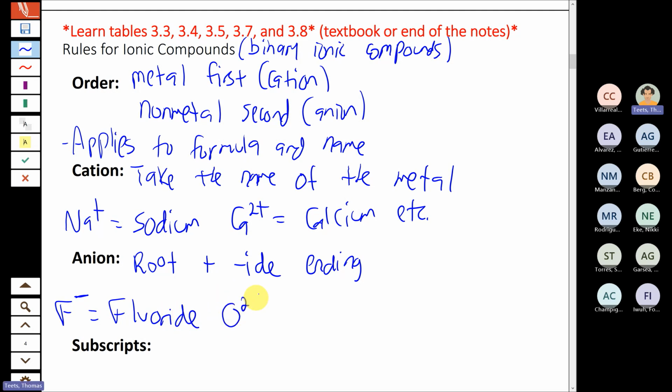Or similarly, O2- comes from oxygen. We don't call it oxygenide, we just call it oxide. But again, the -ide ending tells us that it's the anion part of the formula. And similarly, N3-, another common one, would become nitride.